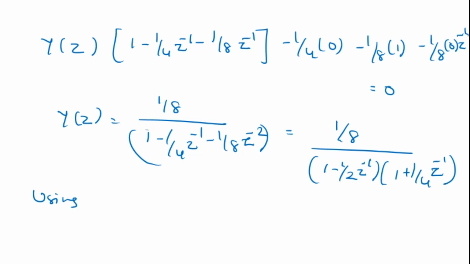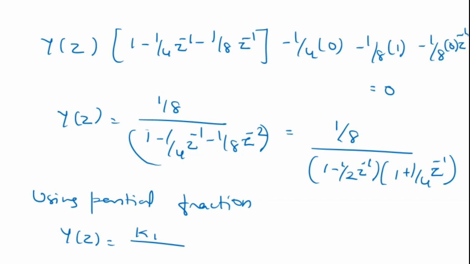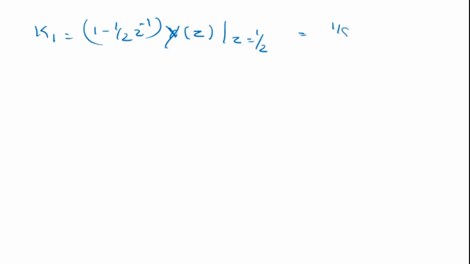Then using partial fraction expansion method, y of z is equal to k1 divided by 1 minus half z inverse plus k2 divided by 1 plus 1 by 4 z inverse, or k1 is equal to 1 minus half z inverse into y of z at z is equal to half, which is equal to 1 by 8 divided by 1 plus 1 by 4 z inverse at z is equal to half, which is equal to 1 divided by 12.